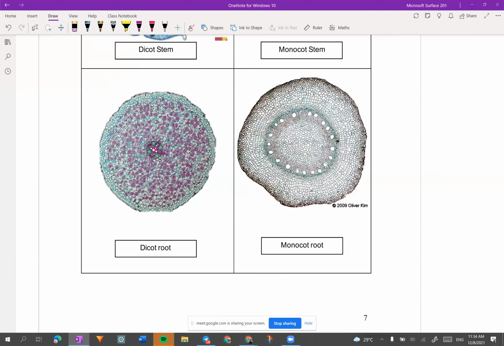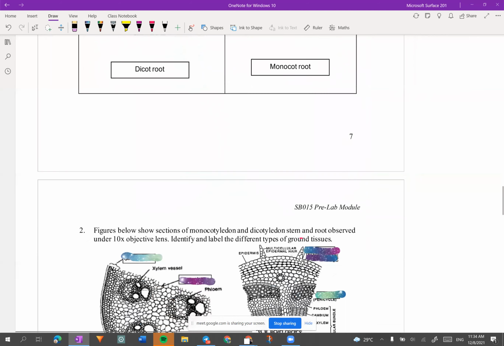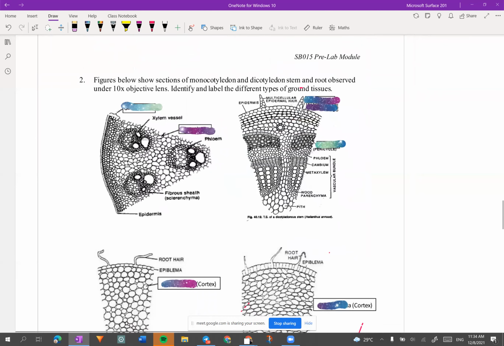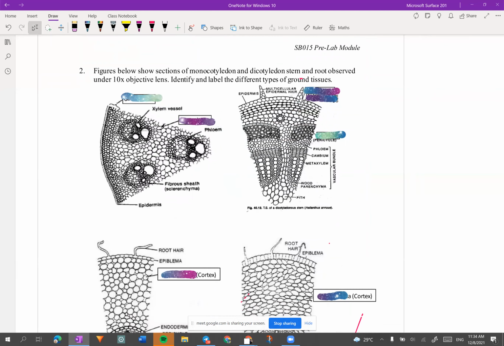Jangan risau, ini tak berapa sangat keluar dalam exam. Dia lagi banyak keluar pasal phloem dengan xylem punya function. Okay, tak perlu identify sangat benda ni. Tapi jangan percaya sangat. Kadang-kadang yang saya kata tak keluar, itulah yang keluar.